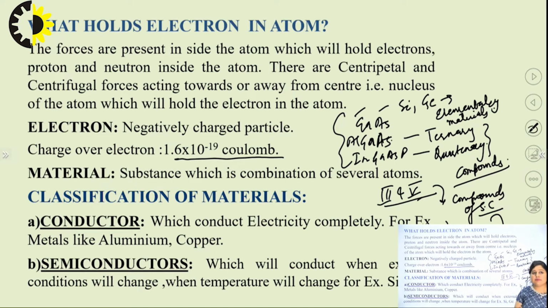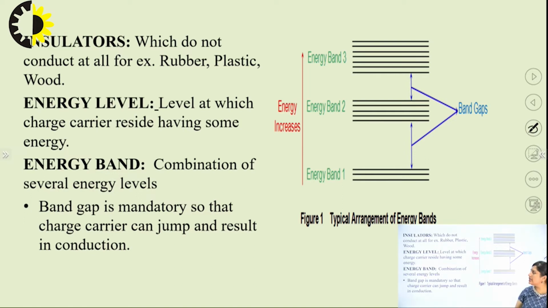What are these? The first one is the conductor, which conducts electricity completely, for example metals like aluminum, copper, etc. These are called conductors. These have a lesser energy band gap. Semiconductors will conduct when external conditions are created, like a change in temperature or ambient pressure, or there will be some excitations. For example, silicon and germanium. I have told you that silicon and germanium are elemental semiconductors. Next are the insulators, which do not conduct at all, for example rubber, plastic, wood, etc.